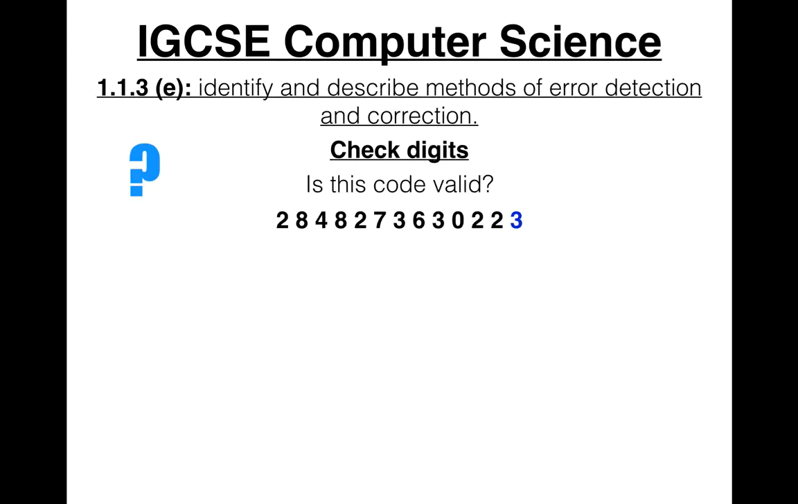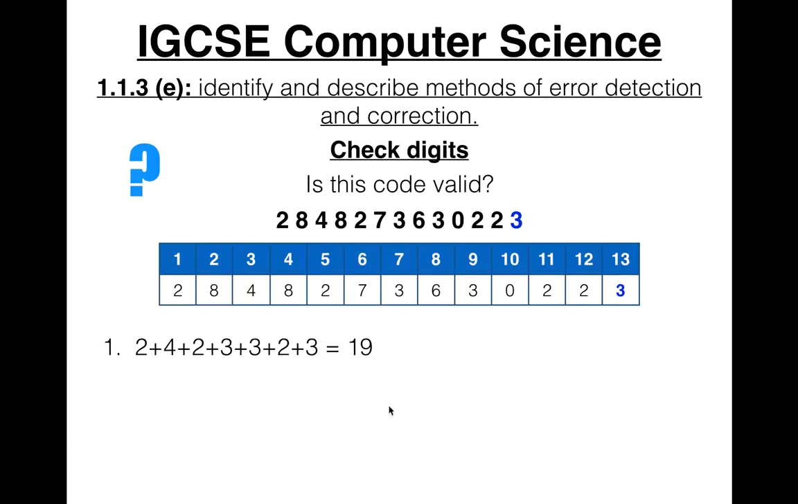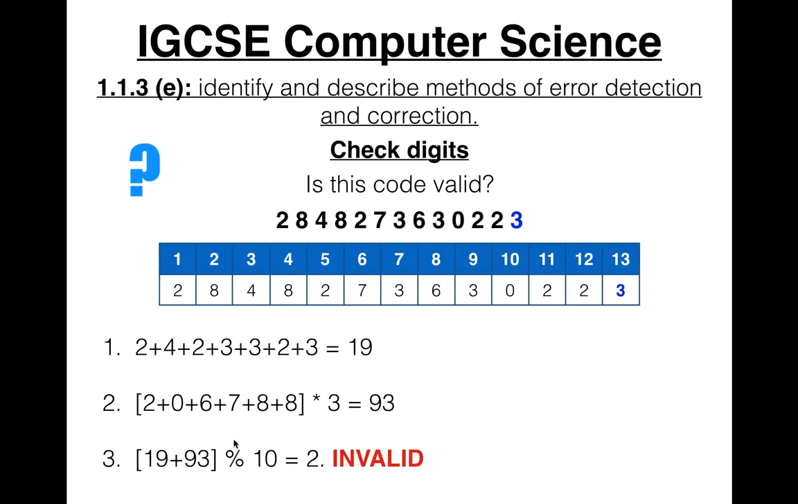Is this code valid? Do the same thing. We get 19 plus 93, which mod 10 gives us 2. So that's invalid since this isn't 0.